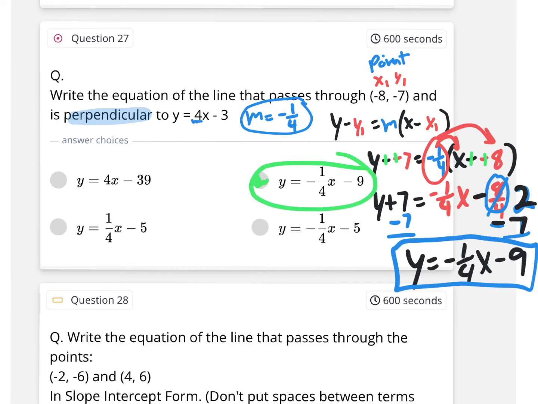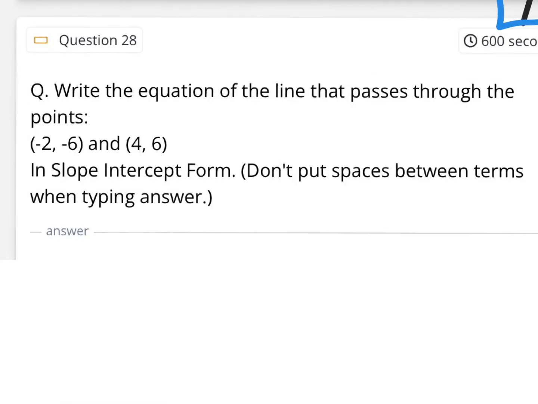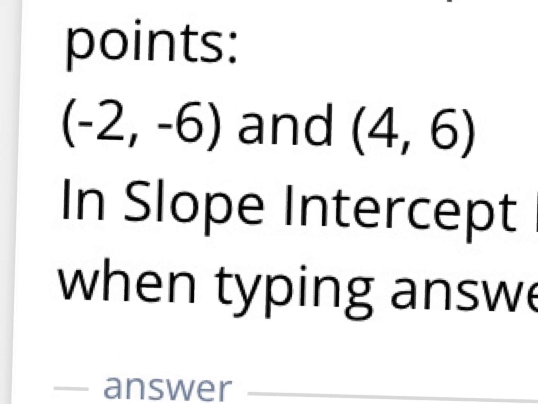Moving on to the next question. On this question, they're asking us to write the equation of the line that passes through these 2 points. And they want us to write it in slope-intercept form, and we need to type in our answer. So we get 2 points. We get an x and a y, an x and a y. This is your first point. This is your second point.